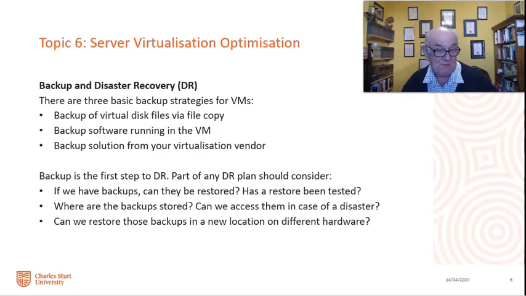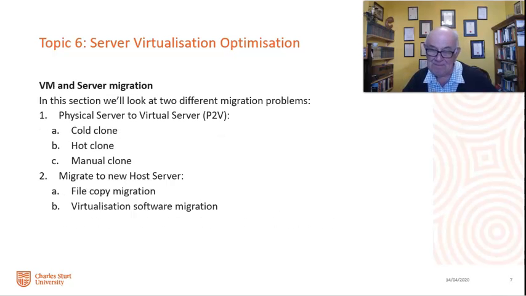Of course, some of these things will carry on into other topics later, but the discussions will start here. We also look at VM and server migration here, and we'll look at two different migration problems. The first one is the physical server to a virtual server, also known by its acronym P2V. We'll look at three different approaches we can take here: the cold clone, the hot clone, and the manual clone. So there are three ways that we can approach that.